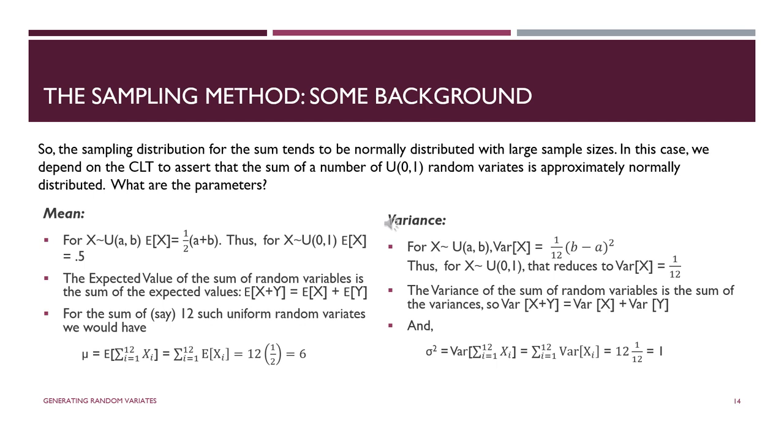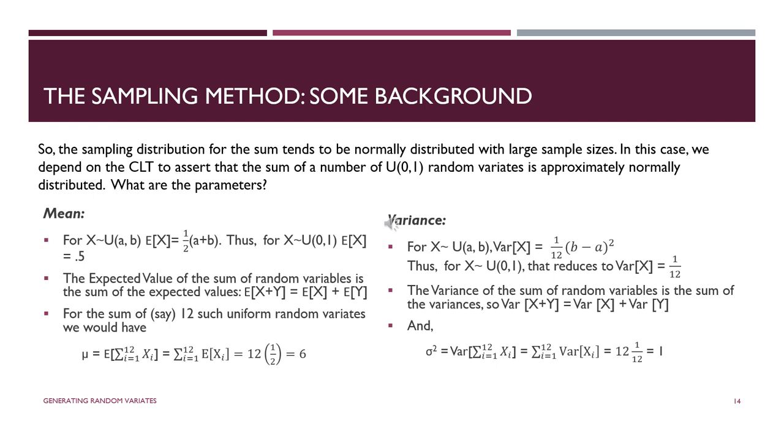We know that the expected value of the sum of two random variables is the sum of the expected values. The expected value of x plus y is equal to the expected value of x plus the expected value of y. And by extension, if we have more than two random variables, then we can add those as well. So the method goes like this.